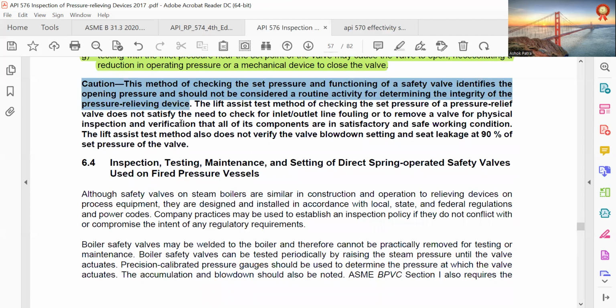Caution: this method of checking the set pressure and functioning of a safety valve identifies the opening pressure and should not be considered a routine activity for determining the integrity of the pressure relieving device. The lift assist test method for checking the set pressure of a pressure relief valve doesn't satisfy the need to check for inlet and outlet line fouling or to remove the valve, physically inspect it and verify that all its components are in satisfactory safe working condition. The lift assist test method also doesn't verify the valve blowdown setting and seat leakage at 90% of the set pressure of the valve.